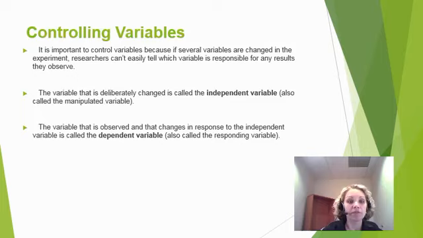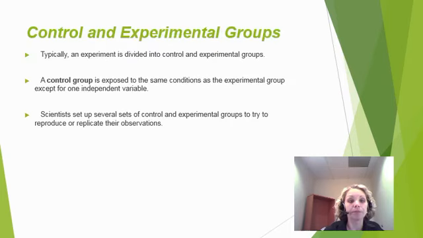So let's look at some of the different variables. It's important to control variables because if several variables are changed in the experiment, it's hard for us to tell which variable is responsible. For instance, which variable is responsible for the growth of the grasses if there's all different factors playing in. So we always try to focus on just one variable. That one variable that's deliberately changed, we call the independent variable. Sometimes it's also called the manipulated variable. The variable that is observed and that changes in response to the independent variable, we call the dependent variable. Sometimes that's also called the responding variable.